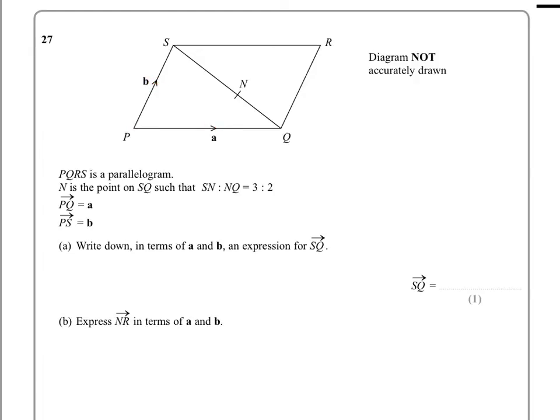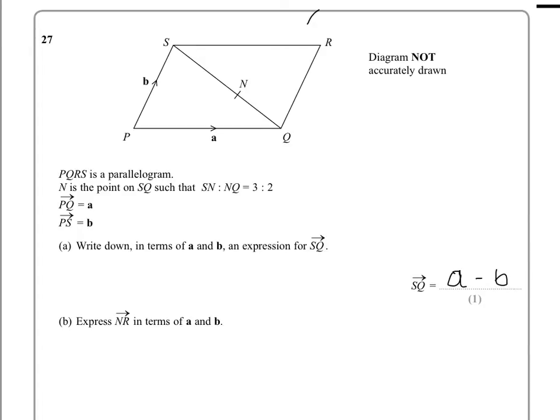In part A it says write down, in terms of A and B, the expression for SQ. So the arrow tells us the direction, so we want to go from S to Q. Clearly, in order to go from S to Q we have to go against B, so that's minus B, and then in the direction of A, plus A. So you tend to always write these vectors in alphabetical order in that sense. So it's minus B plus A, which you would just write as A minus B.